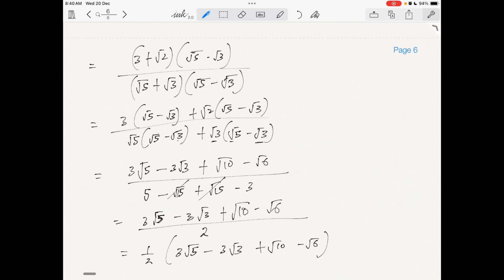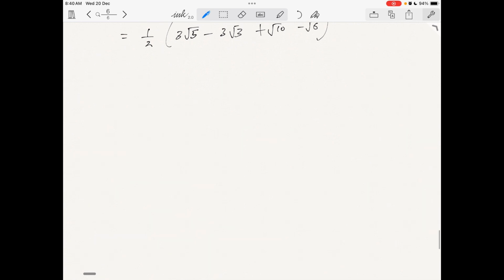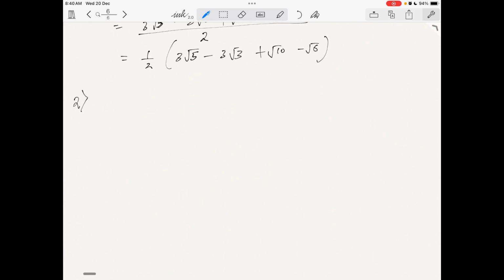So we'll try one more. Let's try one more example on division of surds, which involves the rationalization of surds. So the number there is, let's say, number 2, and then we have 1 plus root 5 divided by 1 minus root 5.